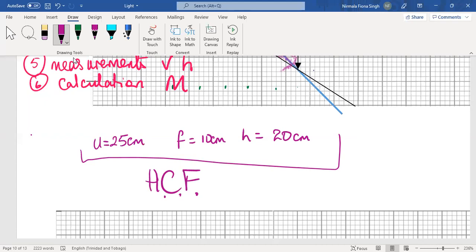So anybody, the most obvious one is not going to be your highest common factor. There's a smaller one. Anybody in the chat or by voice, what common factors do we have in 25, 10, and 20? Let me hear you all. We unmute the class.